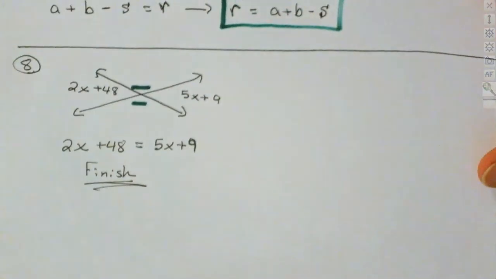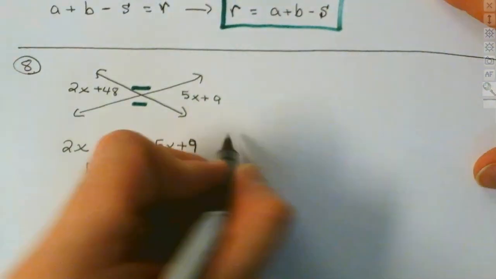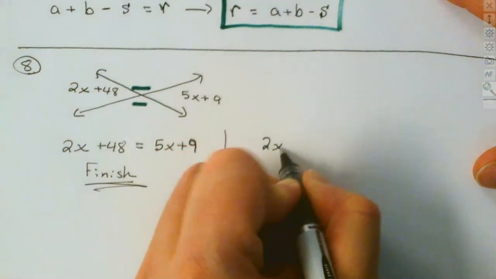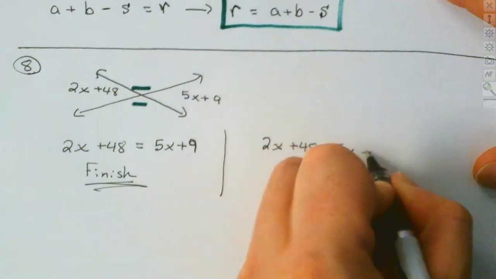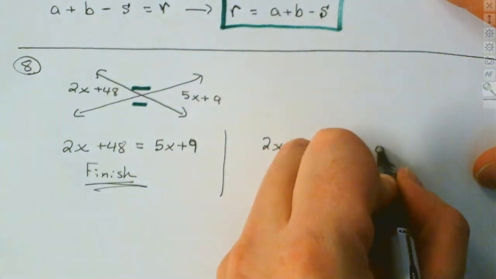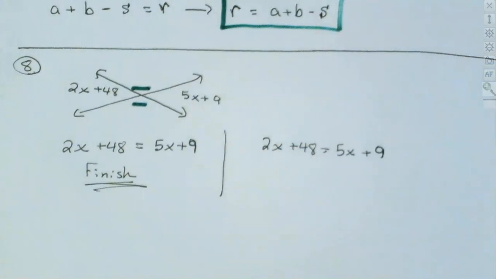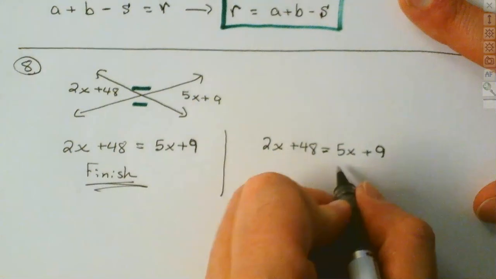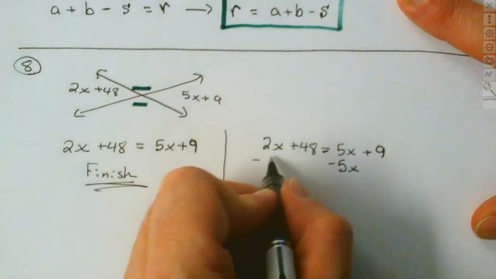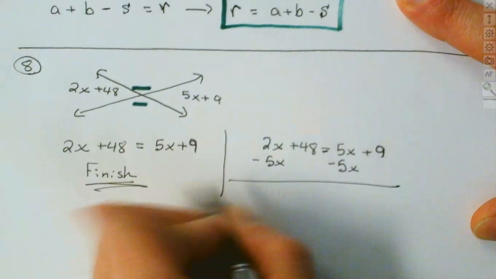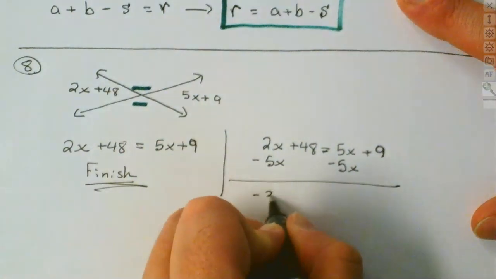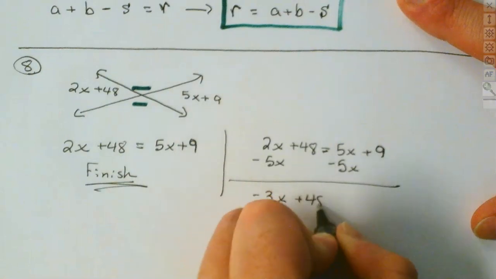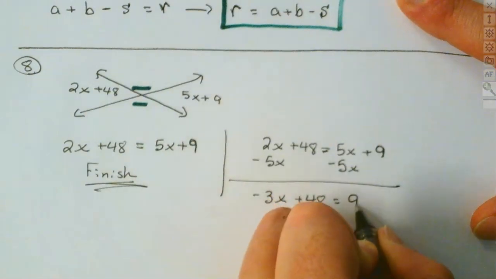Yep, I can do that. Okay, so how would I work this one out? Well, what's my goal? My goal is to get the x's on the left, the numbers on the right. I'm going to begin by moving the x over. So let's move that 5x over. And that leaves you then with 2 minus 5, that makes it a minus 3x plus 48. That equals 9.